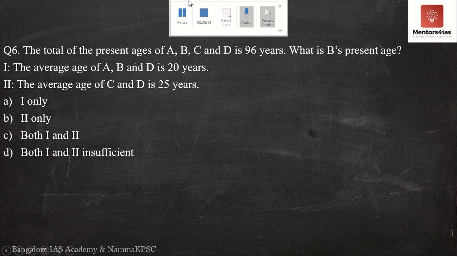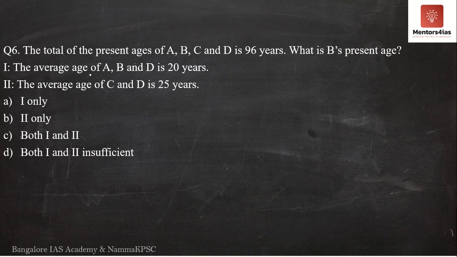Now, question number 6 says, the total present ages of A, B, C and D is 96 years. Then what is B's present age? Now, this is a part of your data sufficiency. Okay, so we have to determine if it is possible for us to make use of the information contained in the first and the second statements to answer this particular question, that is, what is B's present age?